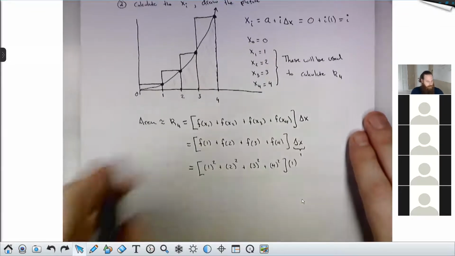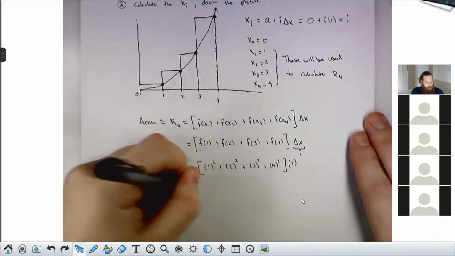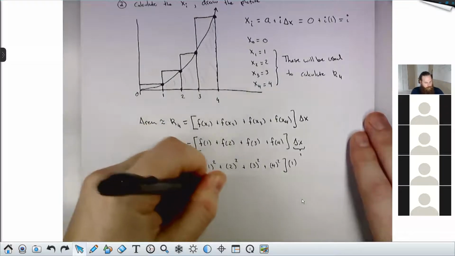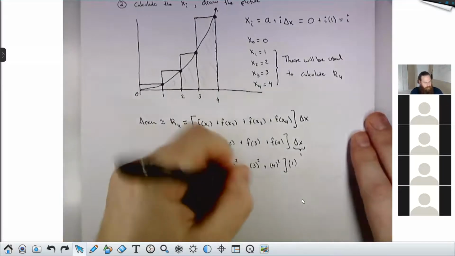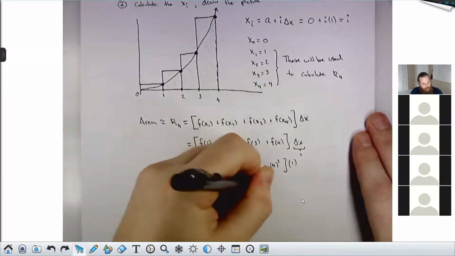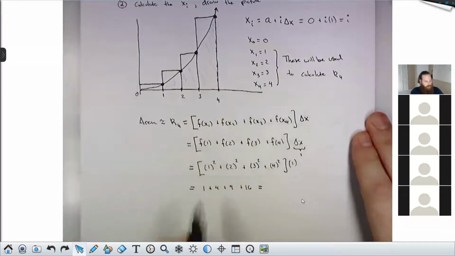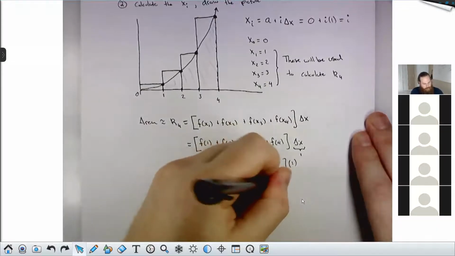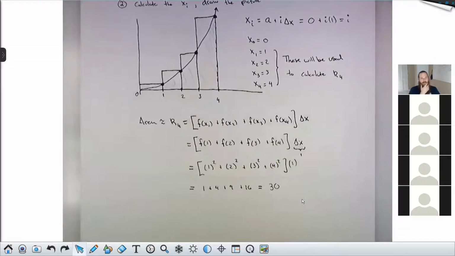And then that sum, 1 squared plus 2 squared plus 3 squared plus 4 squared, that's 1 plus 4 plus 9 plus 16, which is 5 plus 9 is 14. 14 plus 16 is 30. So the area under the graph, y equals x squared, or f of x equals x squared, from 0 to 4 is approximately 30.